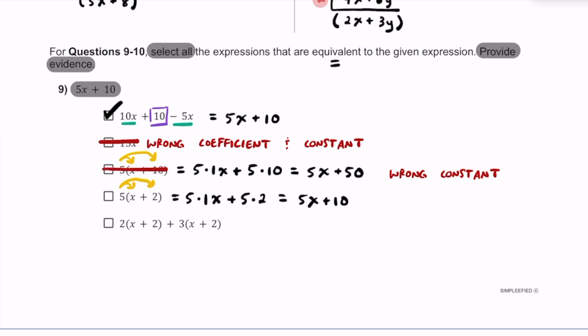So compare the variable term and coefficients, 5x, 5x, wonderful. And the constant of 10 and 10, that is also wonderful. So we know this one over here is going to be an equivalent expression.